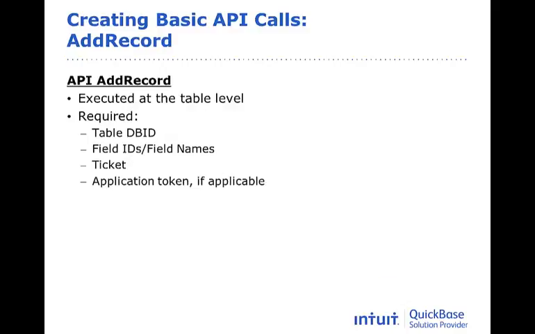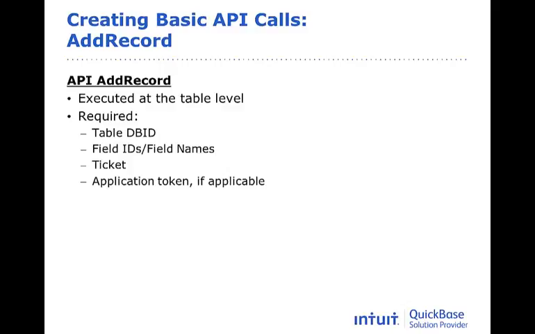Now that we have learned some key requirements for constructing an API call, we will go over a few common API calls and their key parameters. You may have a scenario where you would like to add records to tables within an application through the API. For this, you can use API add record. This call is executed at the table level, so you will need the table DB ID. You will also need the field IDs, or the name of the fields you would like to populate with data. As discussed previously, you need to pass the ticket and an application token only if application tokens are enabled.